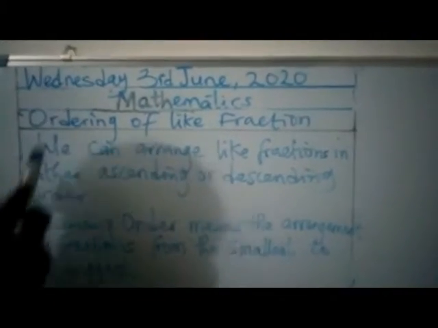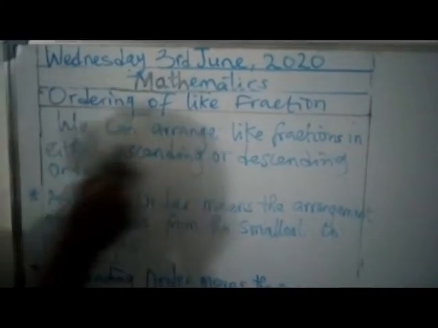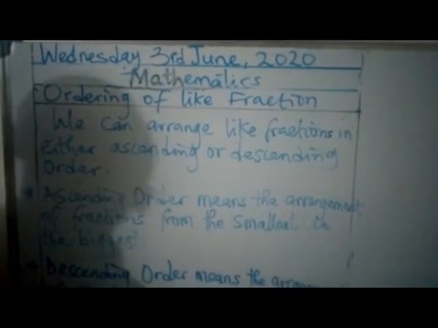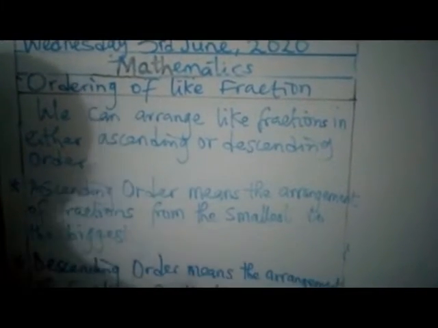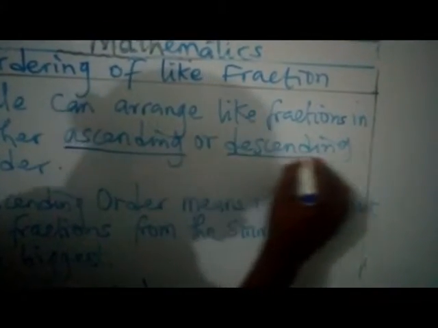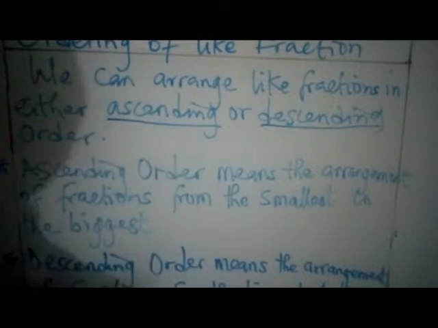Okay, our next subtopic will be ordering of like fractions. How to arrange like fractions in either ascending or descending order. Now look at these two terms, ascending and descending order. We need to understand these two terms. What is ascending order and descending order?